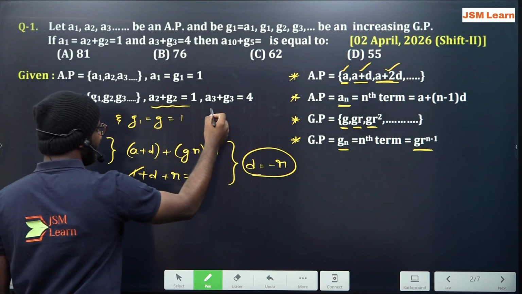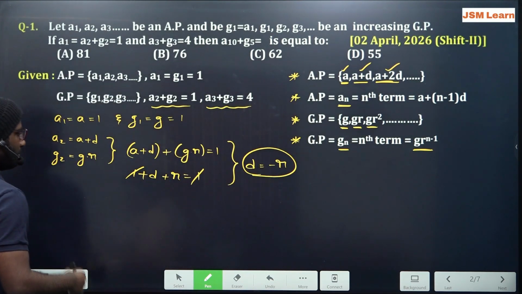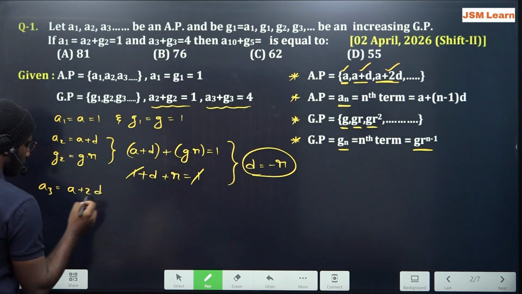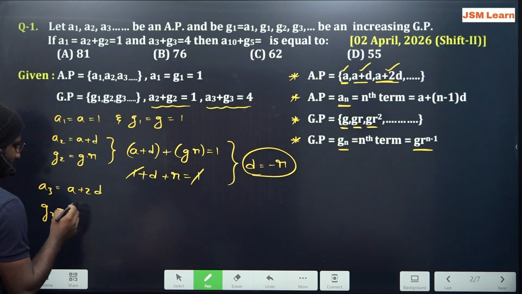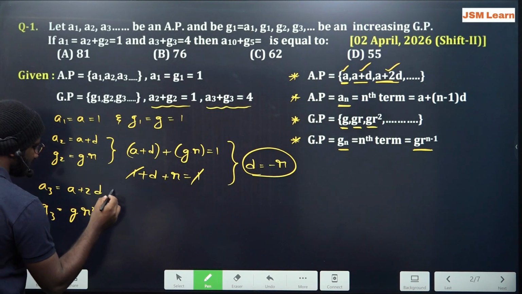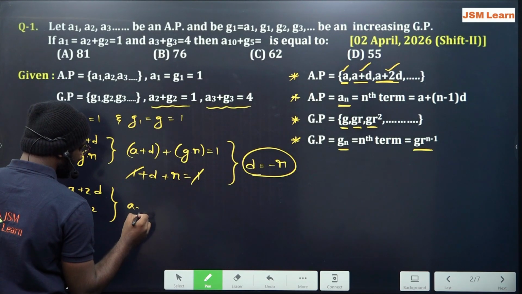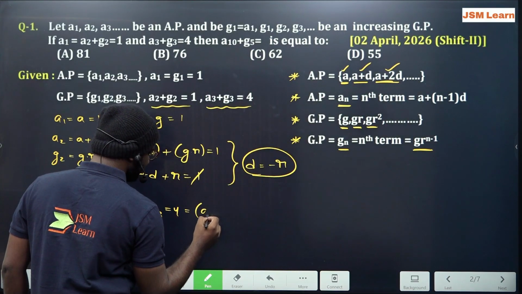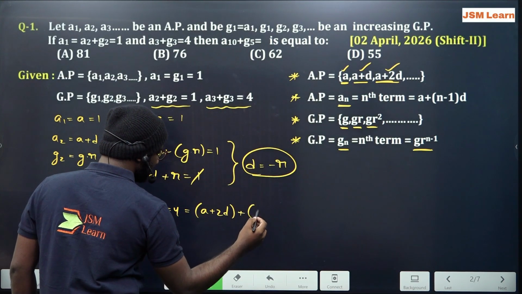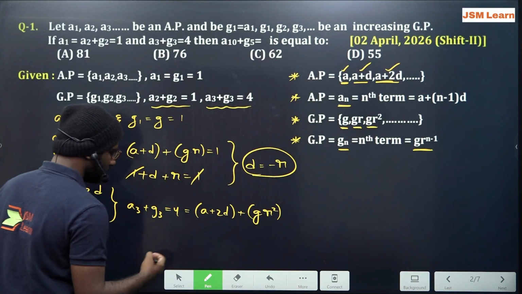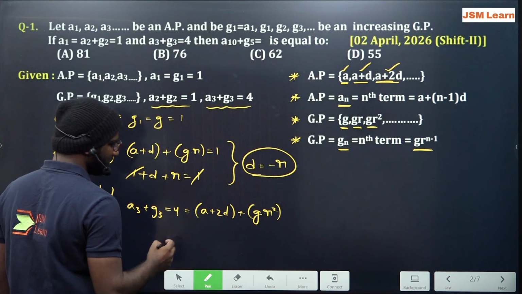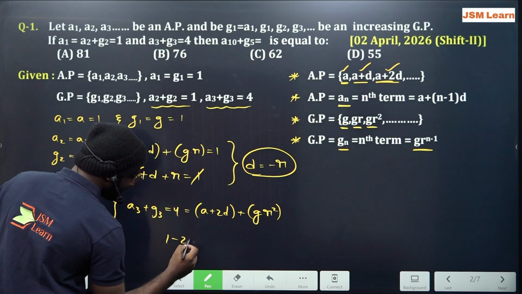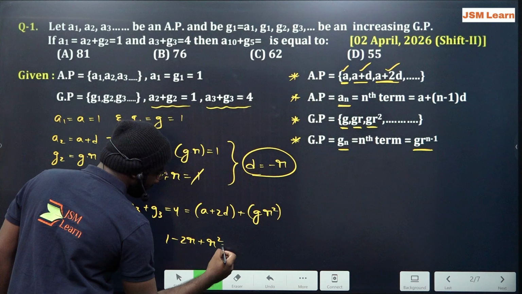So next it is given that A3 plus G3 is equal to 4. We know third term of AP is equal to A plus 2D and G3, that is the third term of GP, is equal to G into R square. From the given A3 plus G3 equals 4, we can substitute A plus 2D plus G into R square. So by substituting A equals 1 and G equals 1 and D equals minus R, we will get 1 minus 2R plus R square equals 4.